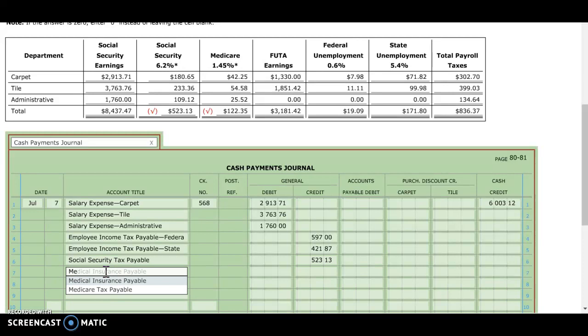Next is my Medicare tax payable. That will be a credit of $122.35. Then I'll have medical insurance payable. That will be a credit of $390. And last one here is going to be my retirement plan payable, and that will be a credit of $380. And now when I add up my debits and credits, now those should equal.